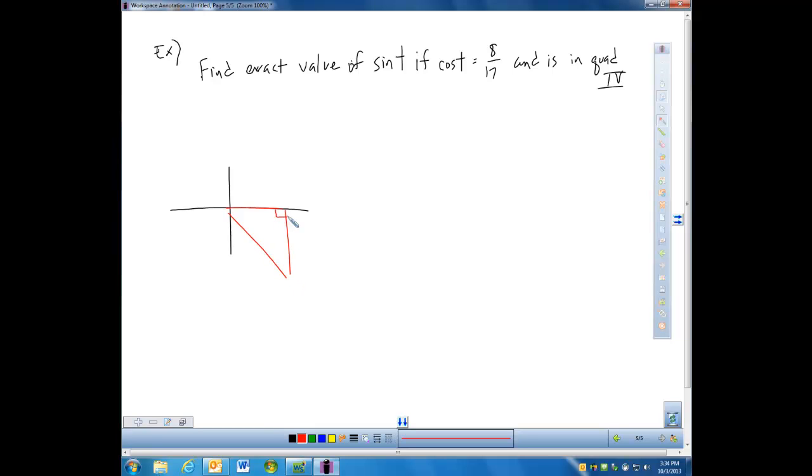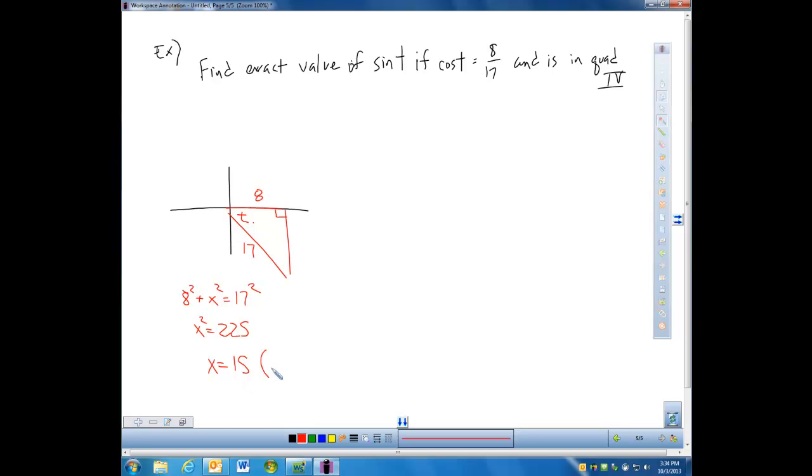Okay, so I build along my x-axis, I build down into quadrant 4. Now if I have cosine is 8 over 17, 8 would be my adjacent side, and 17 would be my hypotenuse. First thing I'm going to do now is Pythagorean theorem. Working through that, x squared is 17 squared minus 8 squared. So that's 289 minus 64, which gives me 225. Take the square root of that, and my missing side is 15.